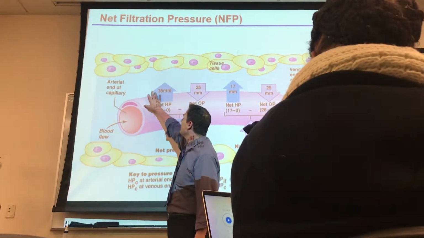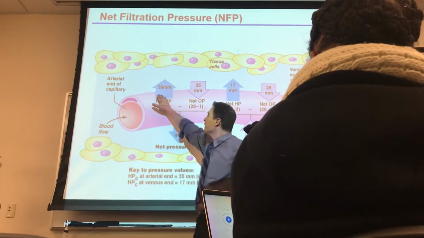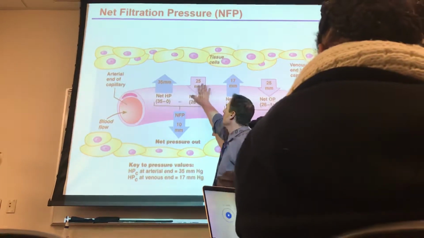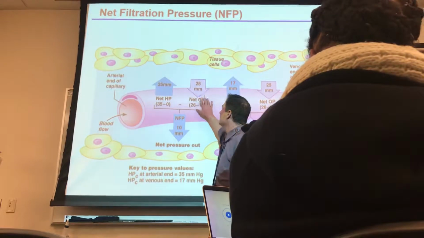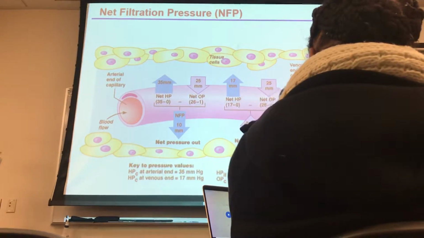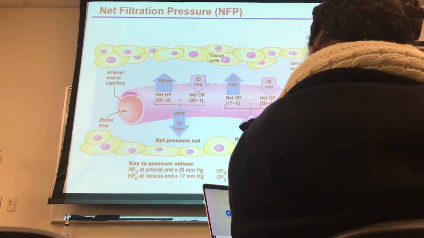What we're saying here is we have 35 millimeters of mercury, or in my example, 40, pushing fluid out and solute. Here's the osmotic pressure of 25 pulling stuff back in. So we have this net loss of fluid and solute from the blood into the tissues.